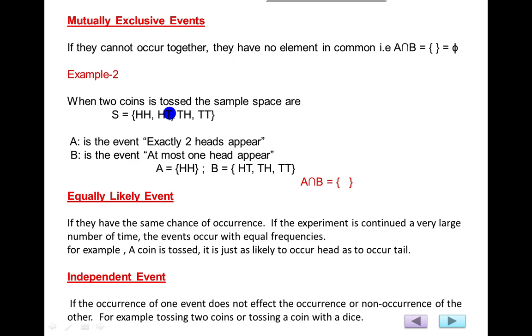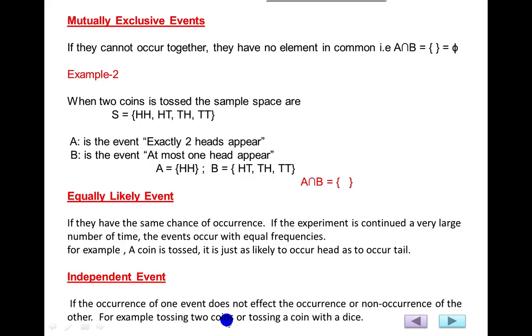Okay, both are independent. Suppose you throw a coin 10 times and 9 times head appears; the next time, maybe head, maybe tail. Both are independent. You cannot say the 10th time will also be head. No. Events are independent if the occurrence of one does not affect the occurrence or non-occurrence of the other.